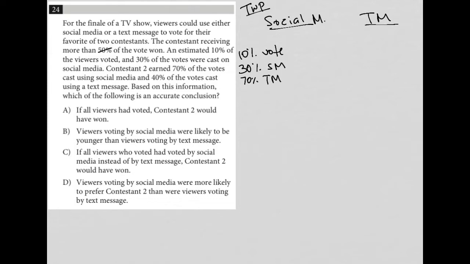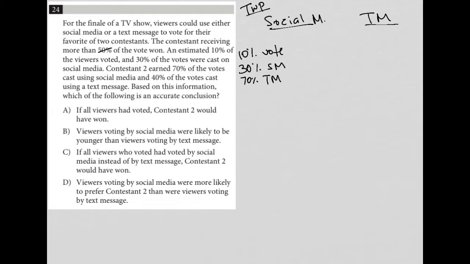So I like to just read in between the lines as I'm reading these types of questions. So they may not ever tell you this information. Like, I don't think this question tells us 70% were through text message, but it must be 70%, right? If 30% of people who voted used social media, then the remaining 70% must have used text message because you only have those two options for voting.